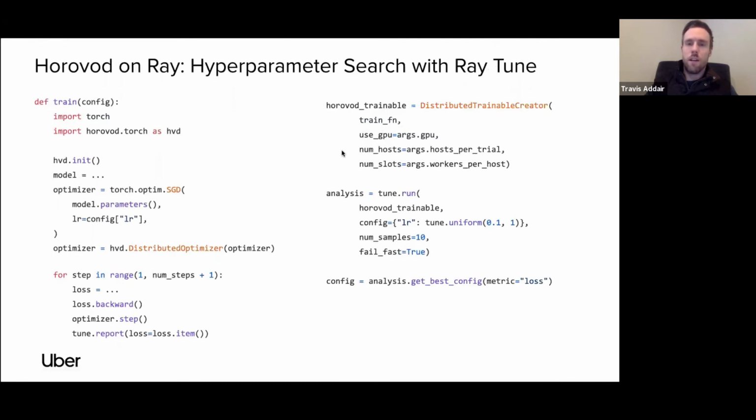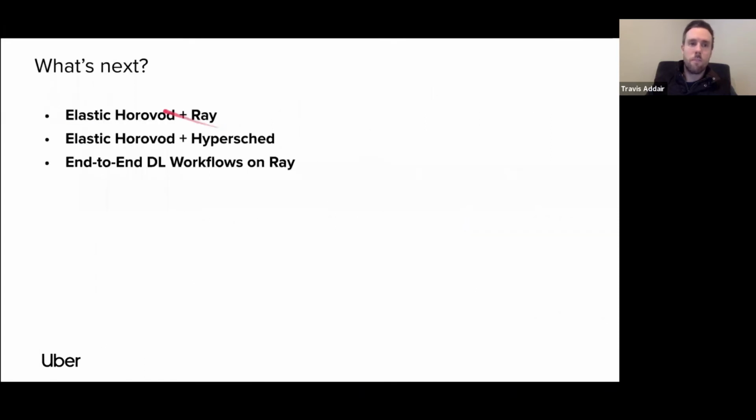So, whether you're using GPU, how many hosts, how many slots, it should look very familiar to the Ray executor that you saw before. And then finally, at the end, you just call get best config to get the best config. And so now you've effectively scaled up your hyperparameter search process to run on multiple hosts at once using Horovod.